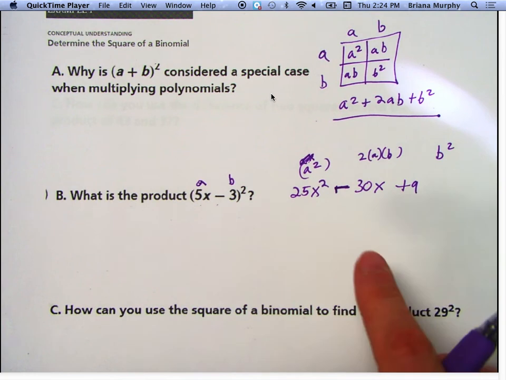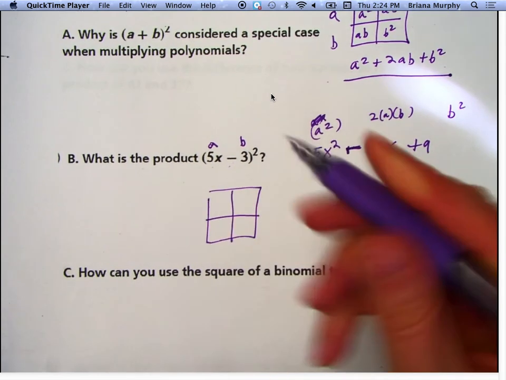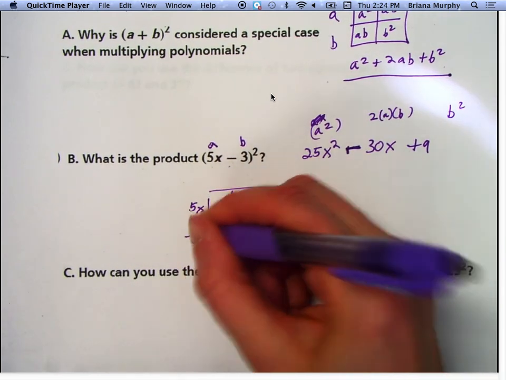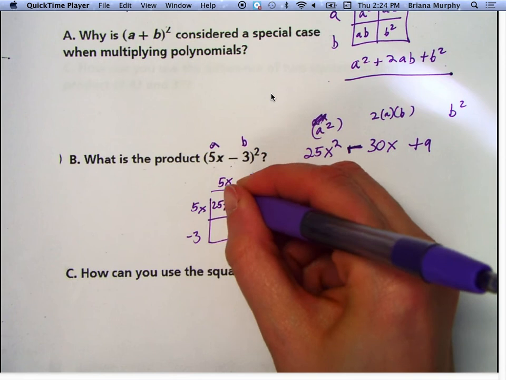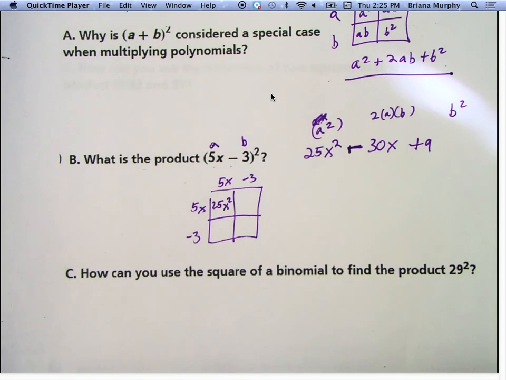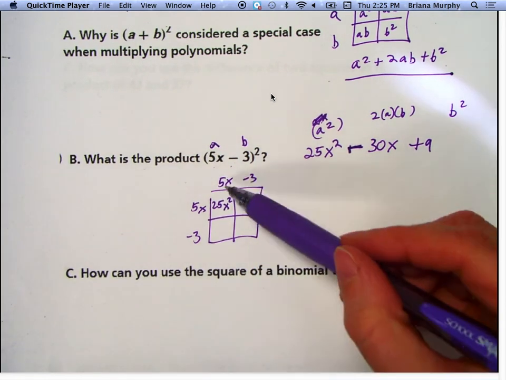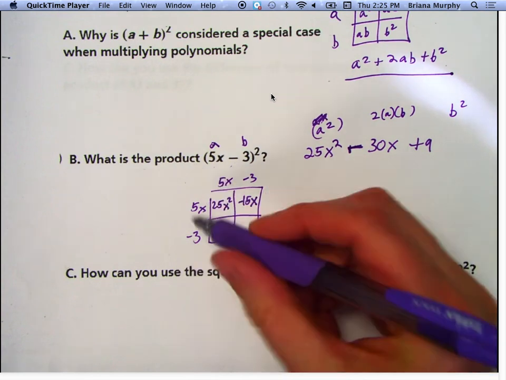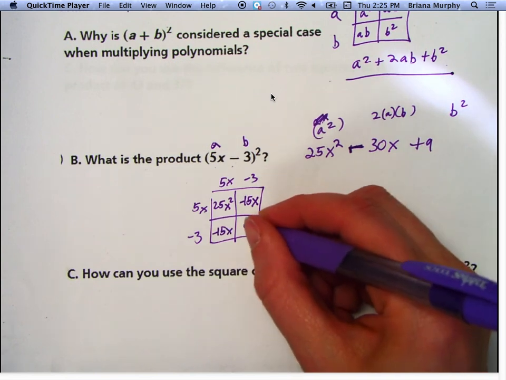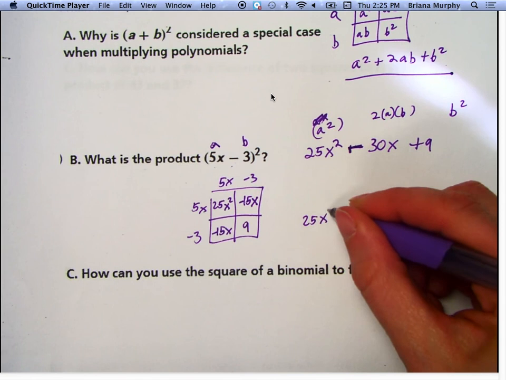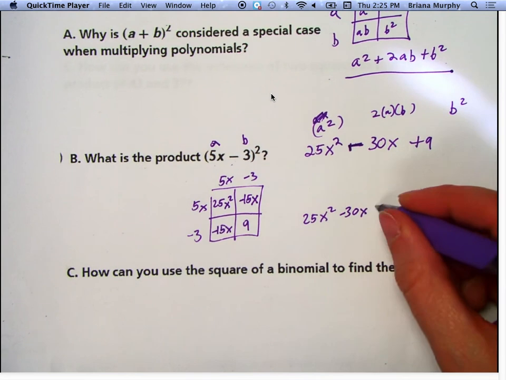That's it. Now, if you hate this way, you can just make the box or FOIL. We'll get the same answer. 5x times 5x is 25x squared. What's 5x times negative 3? Negative 15x, right? Negative 3 times negative 3 is positive 9. And then we go 25x squared, negative 15x, and negative 15x is negative 30x. And we have plus 9 at the end.